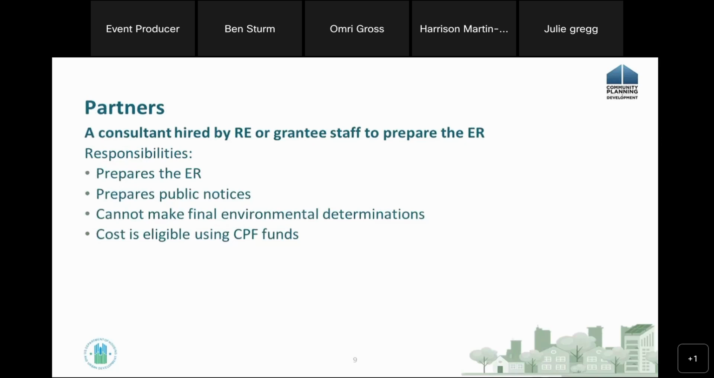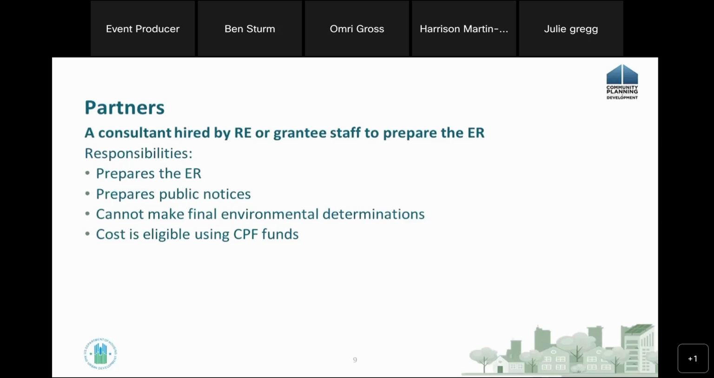Okay, next up is partners. Partners are any third party that is assisting the grantee and responsible entity with preparing or gathering information for the environmental review. Partners are often environmental consultants hired by the grantee or responsible entity staff, and their responsibilities may include preparing the content of the environmental review and preparing the content of any required public notices. However, partners are not allowed to make any final environmental determinations or initiate any required consultation. That has to be the responsible entity or HUD.